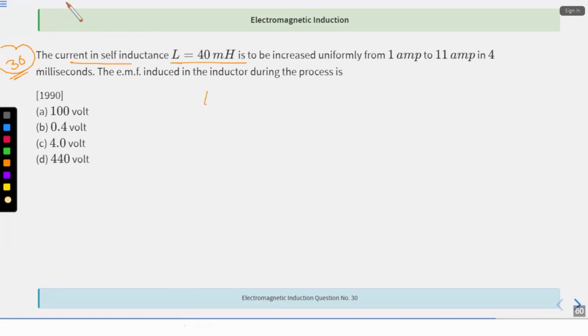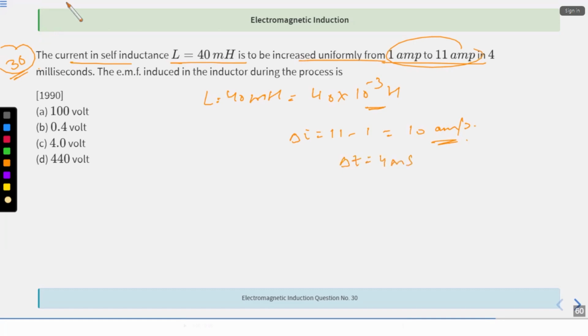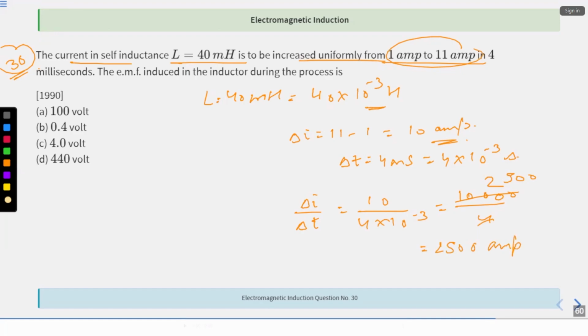Current in self-inductance L equals 40 millihenry, which is 40 into 10 power minus 3 henries, is increased uniformly from 1 ampere to 11 ampere. So delta I is 11 minus 1, which is 10 amperes, in 4 milliseconds. So delta t is 4 milliseconds, which is 4 into 10 power minus 3 seconds. So delta I by delta t would be 10 divided by 4 into 10 power minus 3, which is 10,000 divided by 4, so it would be 2500 ampere per second.